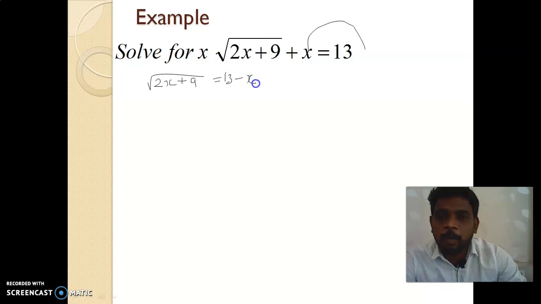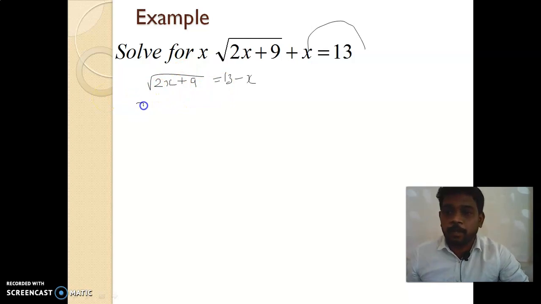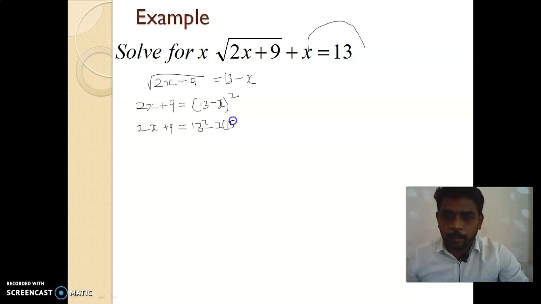Now I'm going to cancel this square root by taking square on both sides. If you take square on both sides, the root will be eliminated and the right hand side will become a square. So 13 minus x whole square. Now simplify this. So 2x plus 9 equal, how can we expand this? Using the a minus b whole square formula. So what is the a minus b whole square formula? a square minus 2ab plus b square, so plus x square.